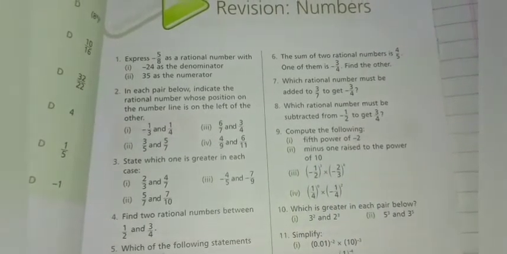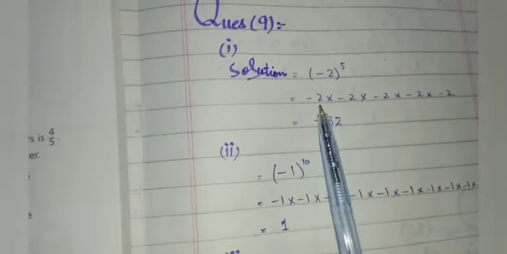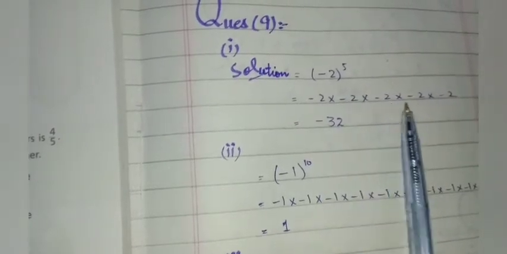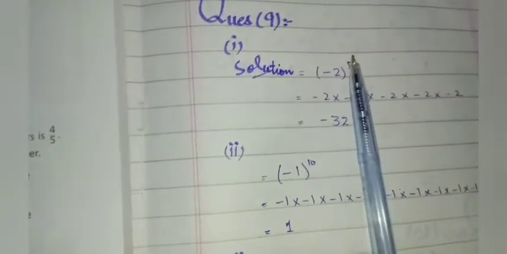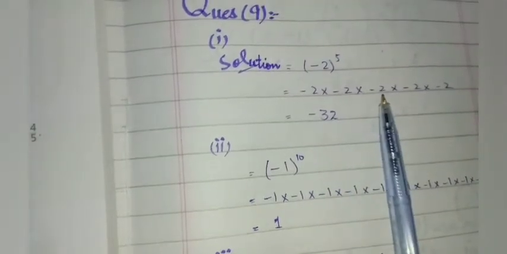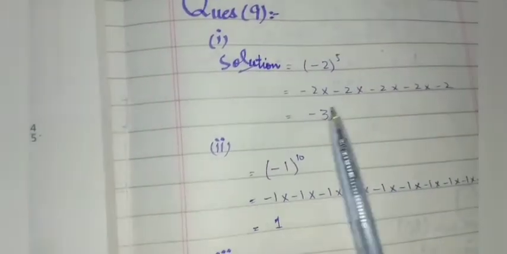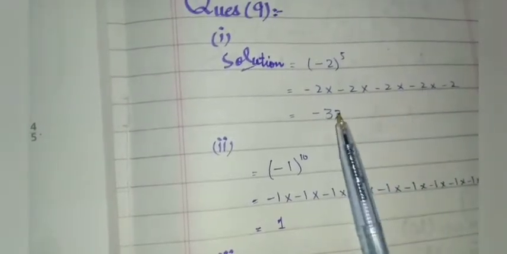Question number 9. Compute the following. The first is the fifth power of minus 2. So it can be written as minus 2 multiplied by minus 2 multiplied by minus 2 multiplied by minus 2 multiplied by minus 2. 1, 2, 3, 4, 5, because the power is 5. So minus minus plus, plus minus minus, minus minus plus, and plus minus minus. 2 2s are 4, 4 2s are 8, 8 2s are 16 and 16 2s are 32. So minus 32 is the answer.